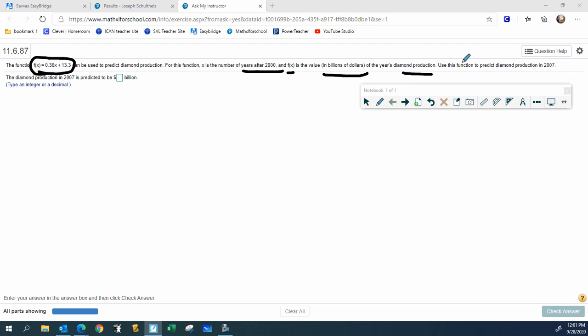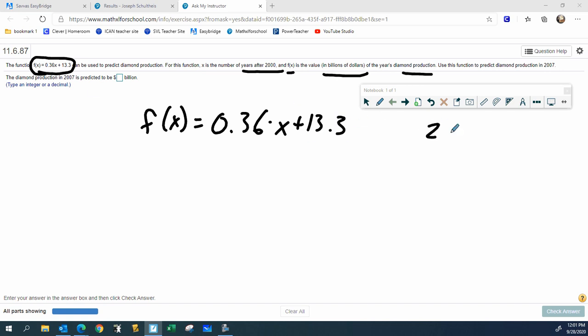So we have these two things that are related. It's the number of years past 2000, and then the output is the billions of dollars produced. So f of x equals 0.36 times x plus 13.3 billion. And so the year 2000 has an x value of 0, and then 2001 has an x value of 1 because that's how many years past 2000 we are.